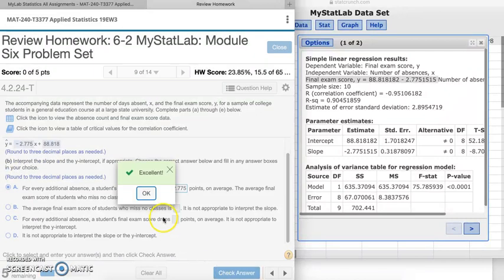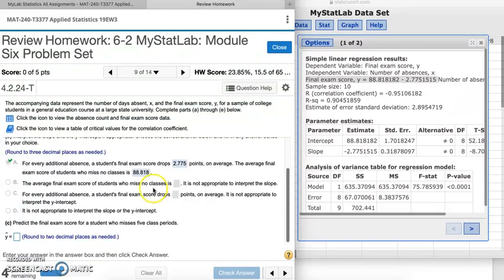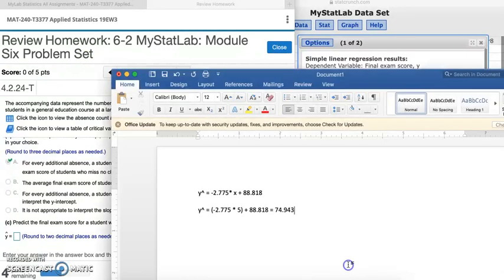So let's check our answer. Excellent. All right, part C, predict the final exam score for a student who misses 5 class periods. To find that, we just need to simply plug in 5 for our X and see what the output is. So let's go over here.